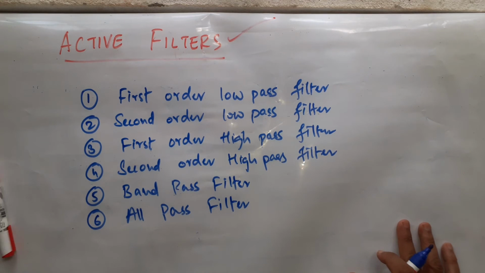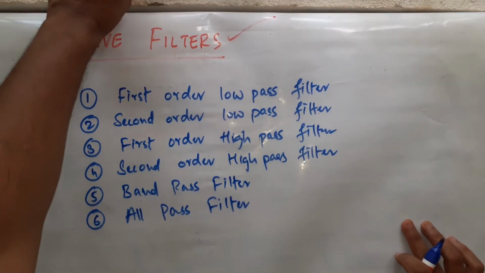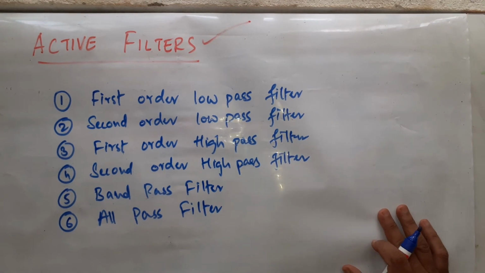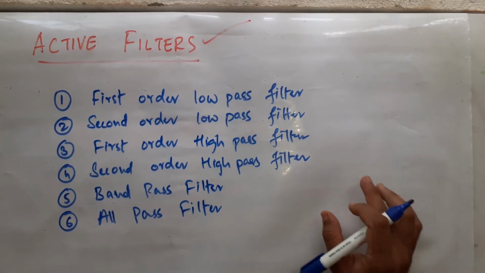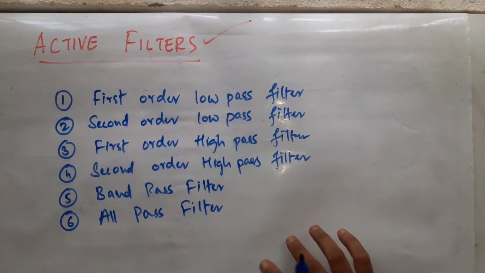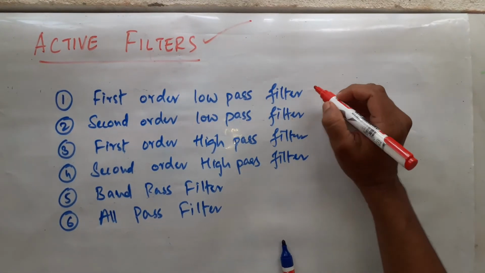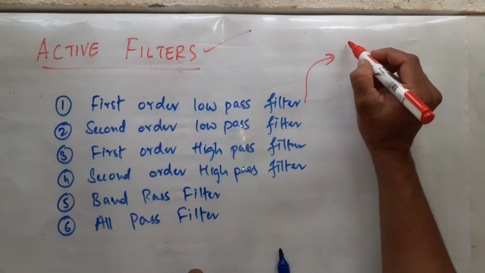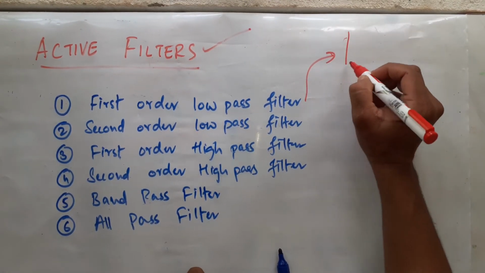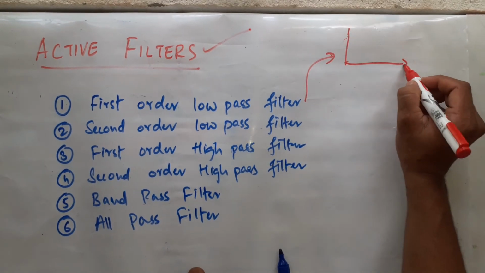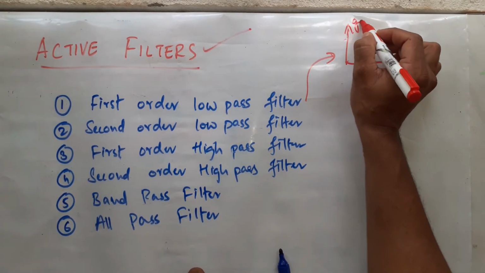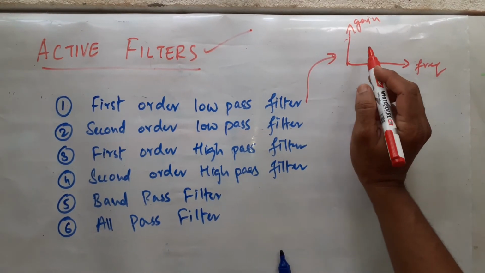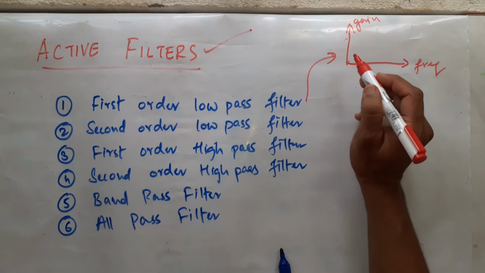Okay. Now, let me draw their simple sketch which illustrates which frequency is passed and which frequency is blocked here. Okay. Now, for the first order, I'll draw it here. This is frequency and this is your gain. Gain is given in decibels.